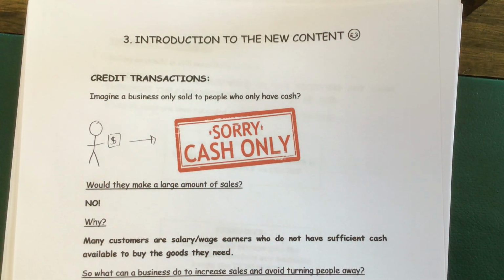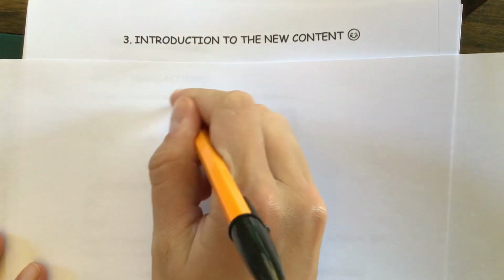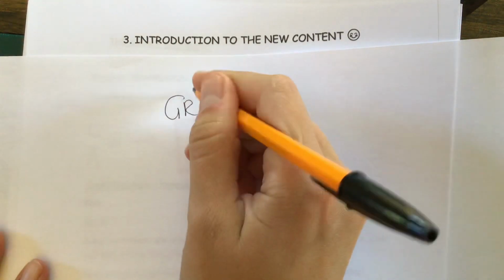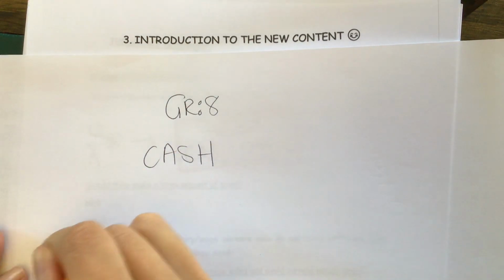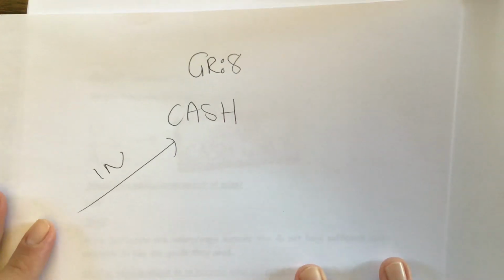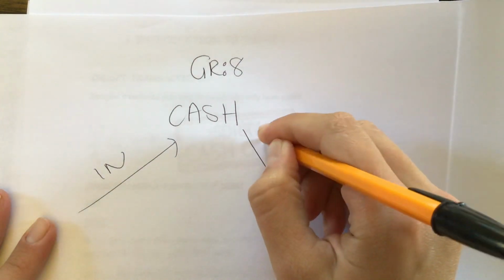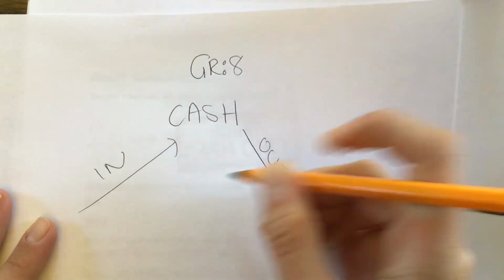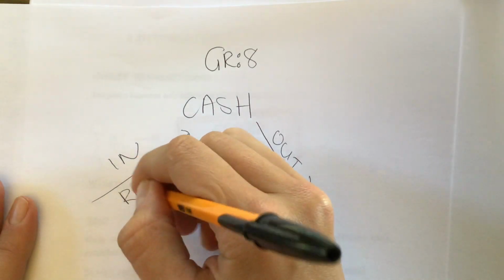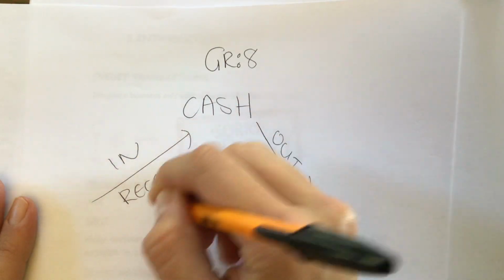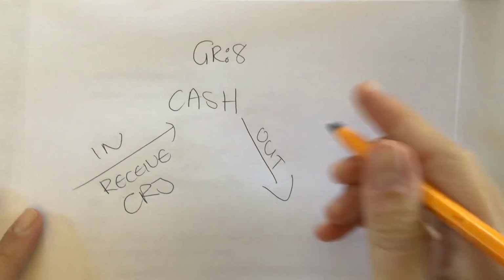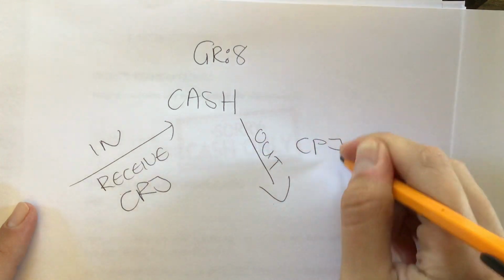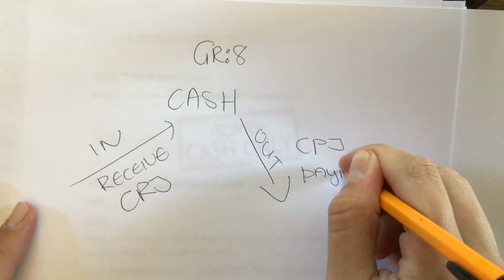Now, previously from this year and in grade 8, we dealt with cash transactions: cash coming into the business and cash going out of the business. Cash would come in when we were receiving money, and we would record this in a CRJ, and cash going out would be the CPJ, and that is when we were making various payments.